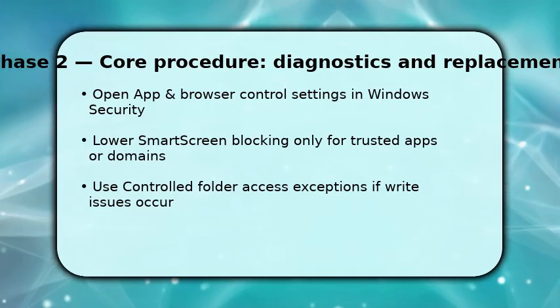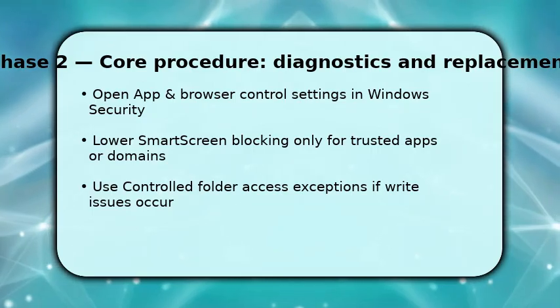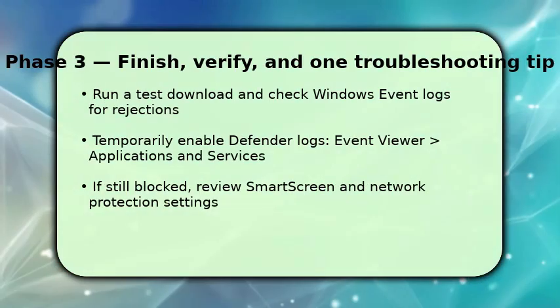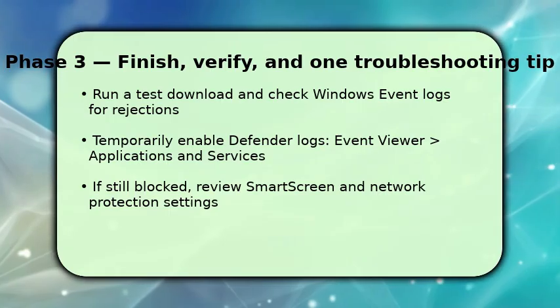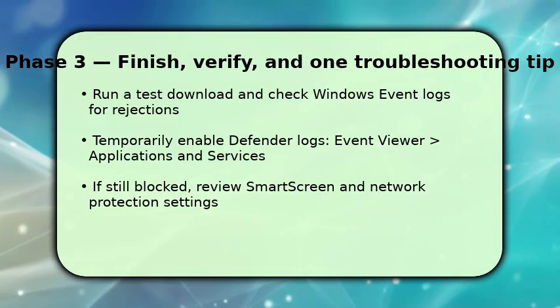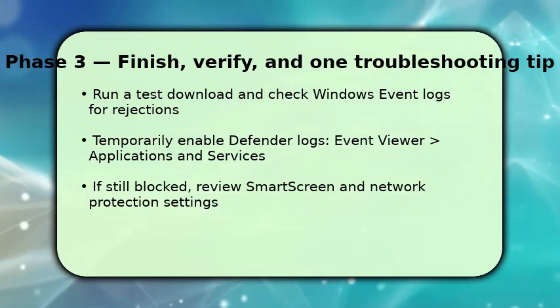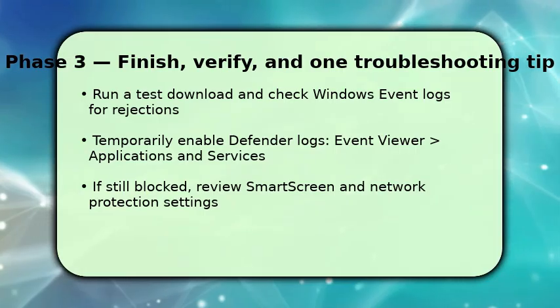Finish by running a controlled test download and observing outcomes. You want the file to complete and stay unquarantined. Open Event Viewer and inspect Windows Defender or Microsoft Windows Security Auditing logs for exact block reasons. These reveal whether SmartScreen, PUA protection, or network rules intervened.